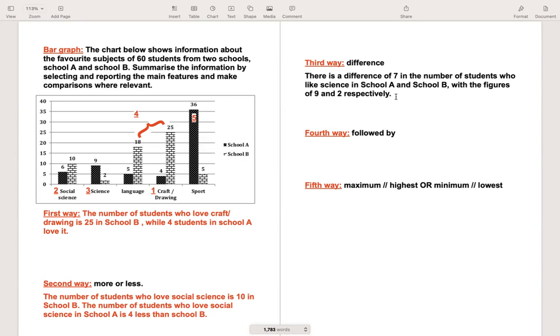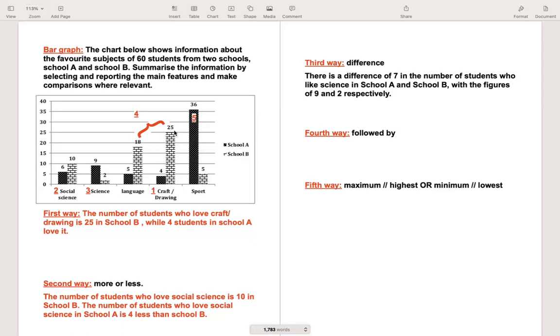Is the difference sentence clear? Yes, sir. Write the sentence again. I'll correct it again. First of all, make 10 a number, not percentage. Then write school also, and write 10 students like it in school B. Write like that.